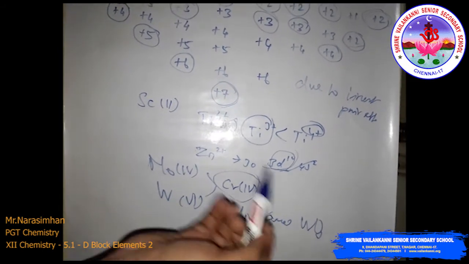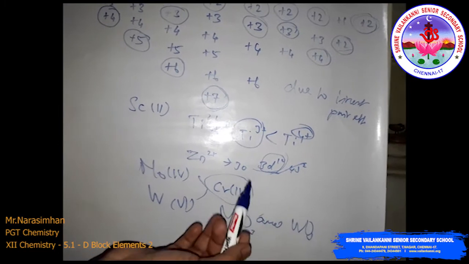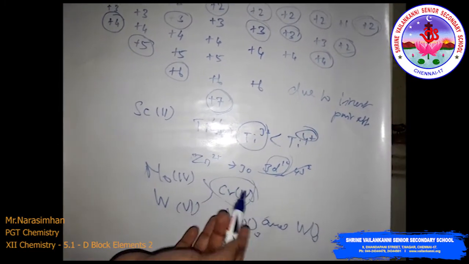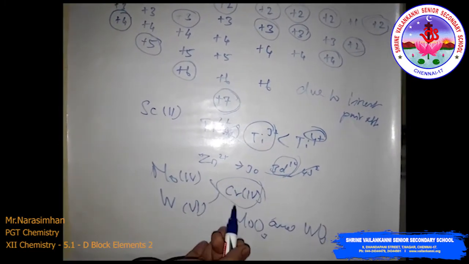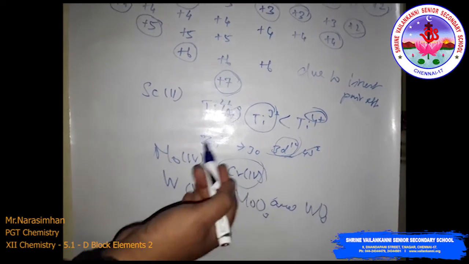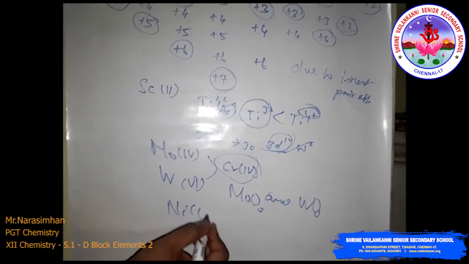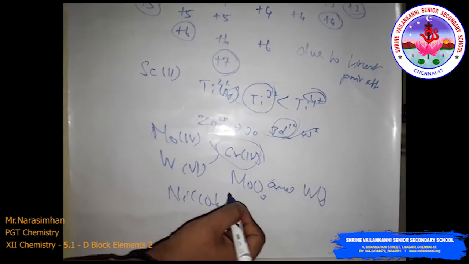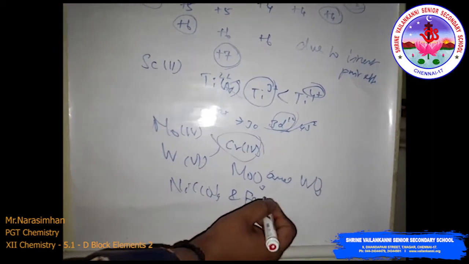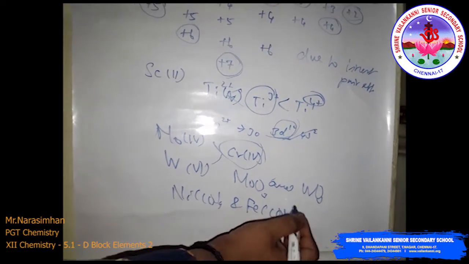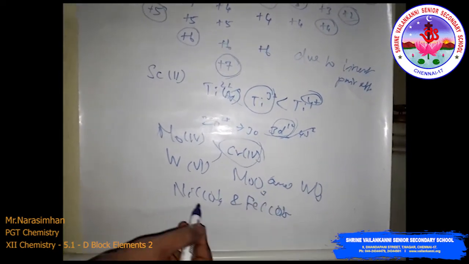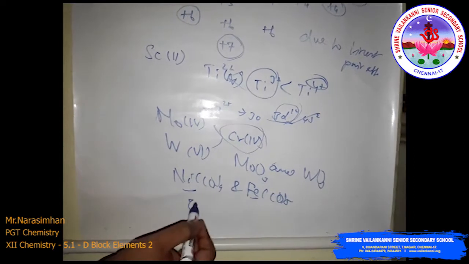The low oxidation states are found in complex compounds where the ligands are capable of pi acceptor character in addition to sigma bonding. For example, nickel tetracarbonyl and iron pentacarbonyl. The oxidation state of nickel and iron is 0.